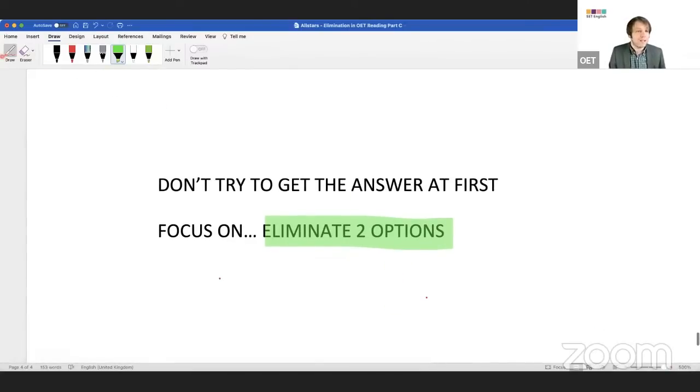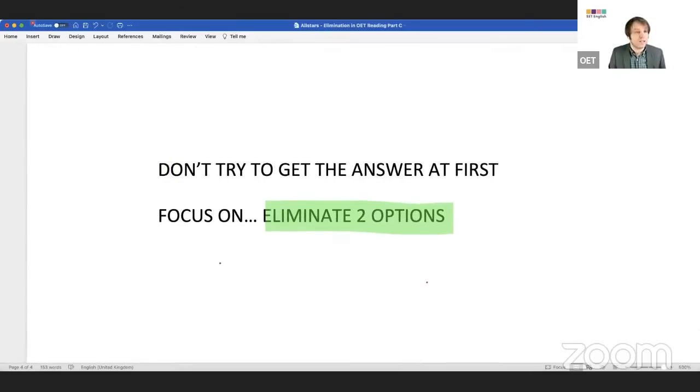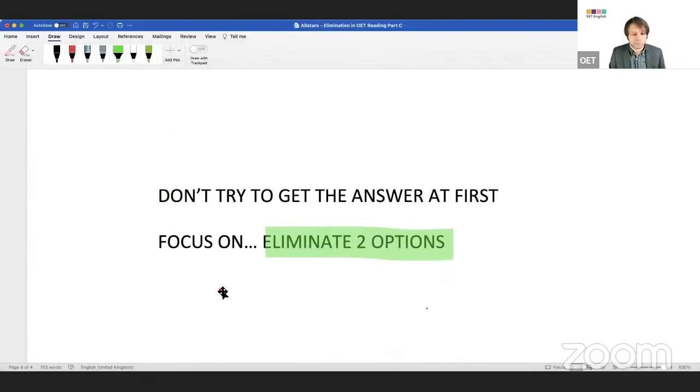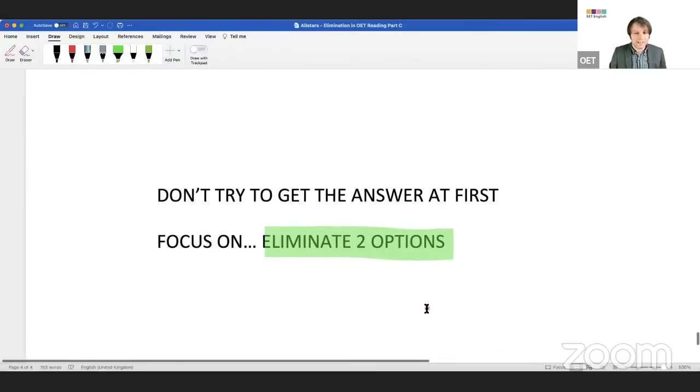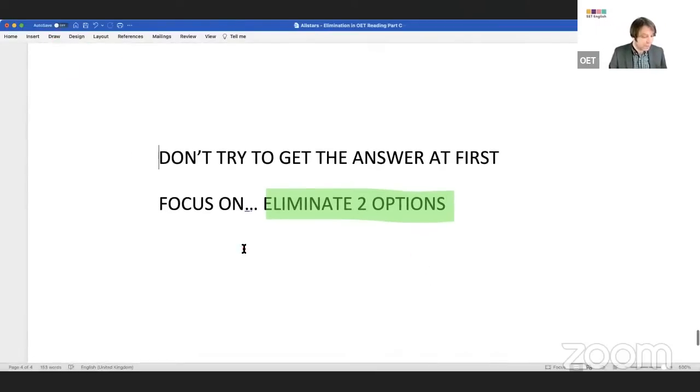And that's a great chance in OET Reading Part C. That is a great chance to have. That's all you really need. All you need to do is do better than guessing. If you can be better than guessing with a 50-50, you'll pass your exam. Okay, you'll pass your reading.